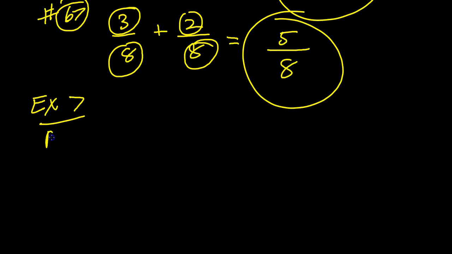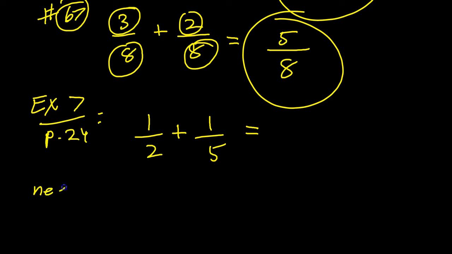All right, one more example in the book. Example 7 on page 24. We are asked to add 1/2 plus 1/5. Well, 1/2 plus 1/5, no, it's not 2/7. You need a common denominator here. You're going to have to do some surgery here. Let's see, I need the LCM, least common multiple, of 2 and 5 to get a common denominator.